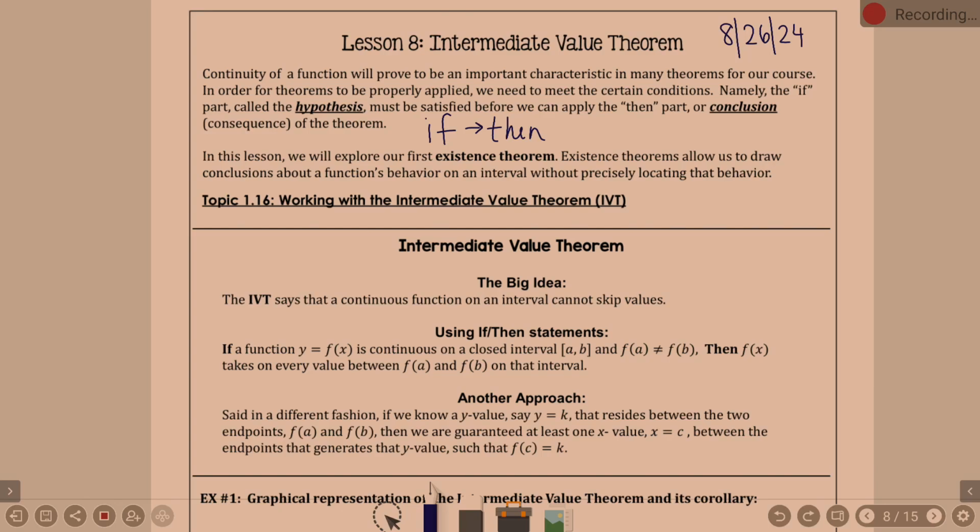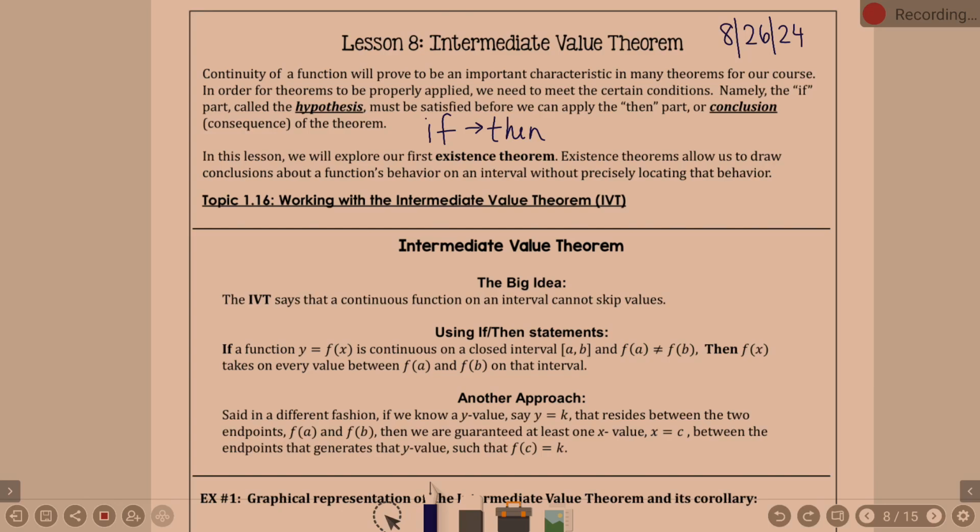So in this lesson, we explore our first existence theorem. Existence theorems allow us to draw conclusions about a function's behavior on an interval without precisely locating the behavior. So a lot of calculus theorems are just, if this is true and this is true, then this must exist. And that's the idea of what we're looking at here.